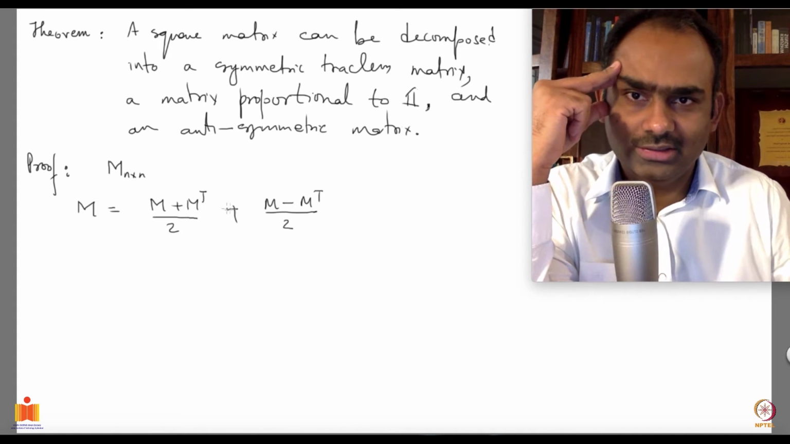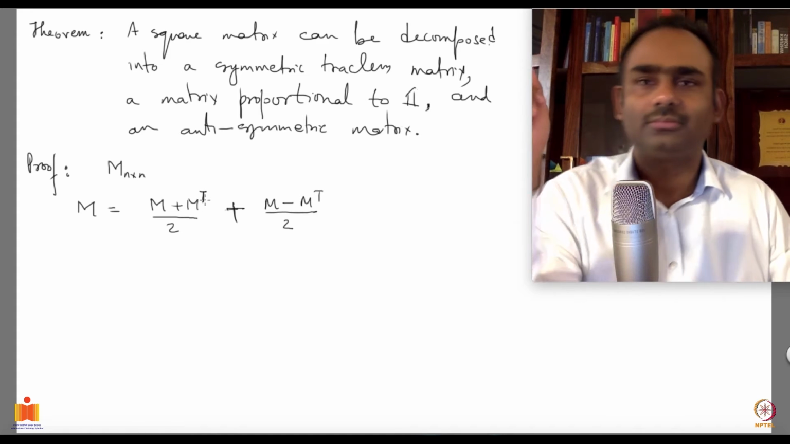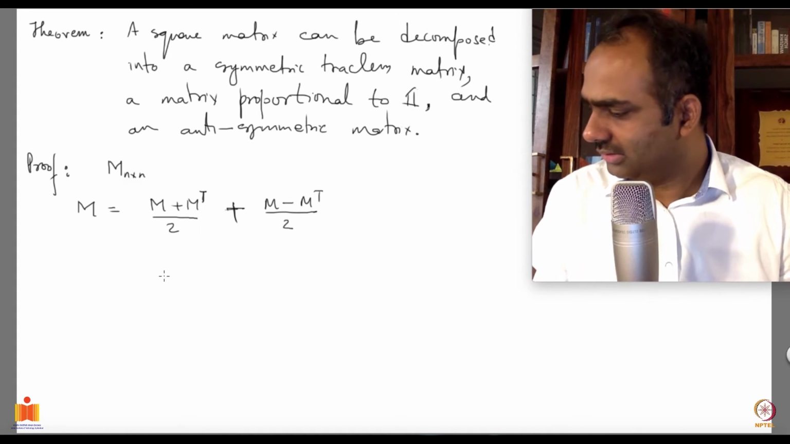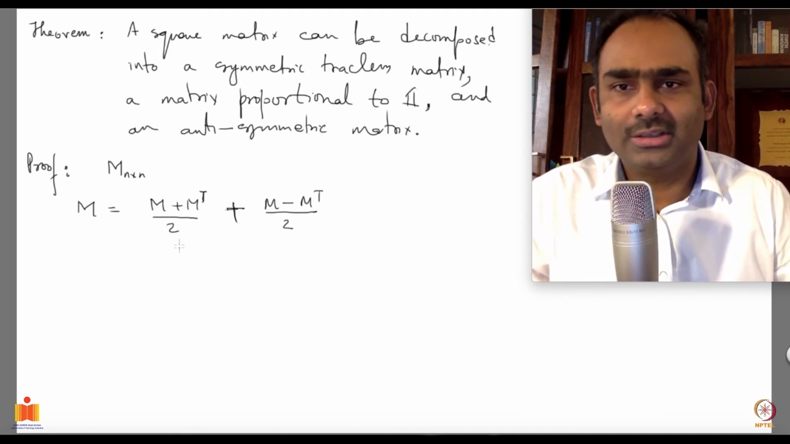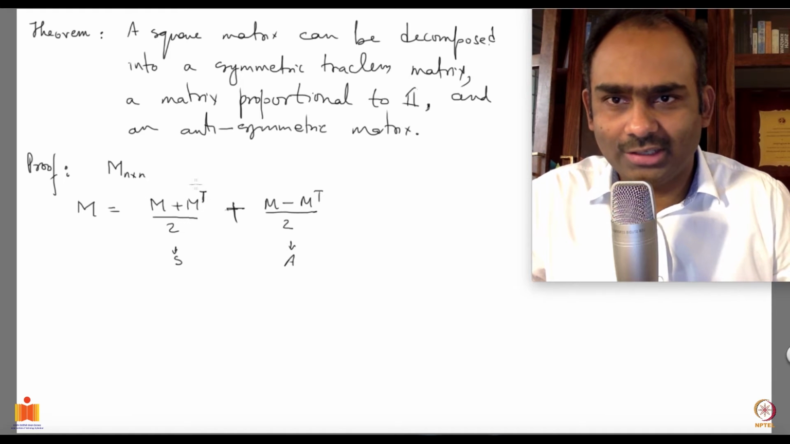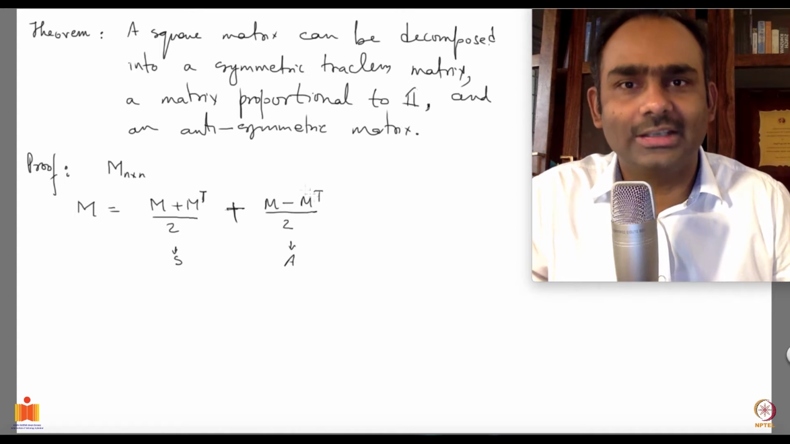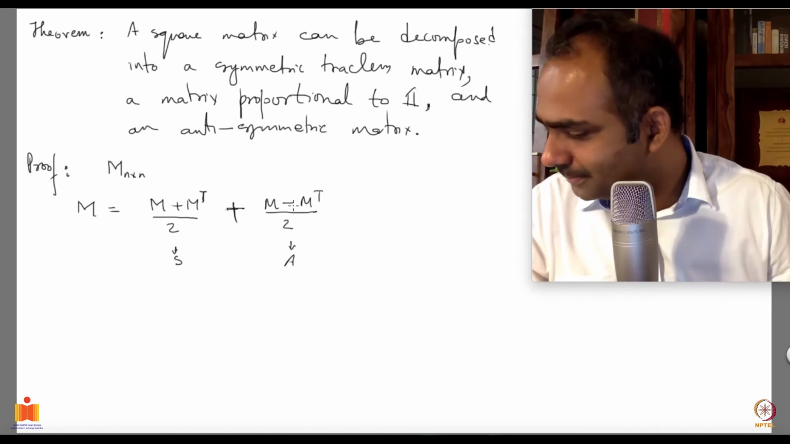Okay, so let's check whether it's fine. It's fine. So M transpose gets cancelled by M transpose here, and you have M by 2, M over 2, and they make M. So this is fine. Okay, this is your symmetric part, and this is your anti-symmetric part. Why is it symmetric? Because if you take a transpose of this entire piece, you will get M transpose plus M, which is the same as what you already have here. And if you take the transpose of this piece, you will get M transpose minus M, which is the negative of what you have here, and that's why it is anti-symmetric.